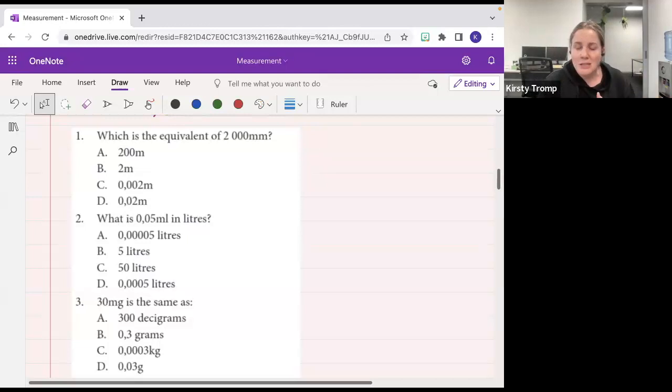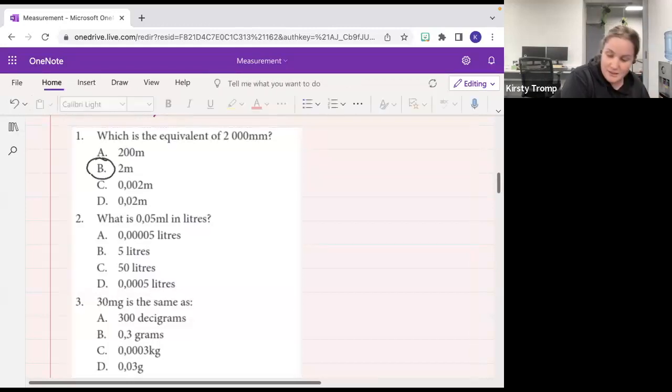If you didn't get them right, don't stress. If you did get them right, congratulations. First question: which is the equivalent of 2,000 millimeters? Your answer should have been C. Oh, hold on, sorry, your answer should have been B. So for 1, you should have got the answer of B.